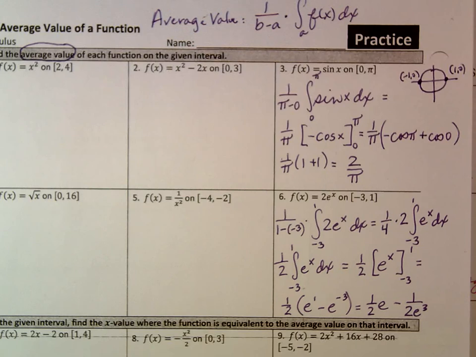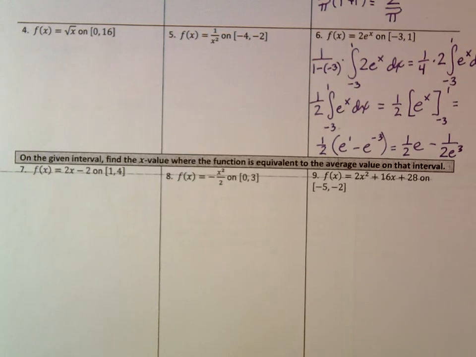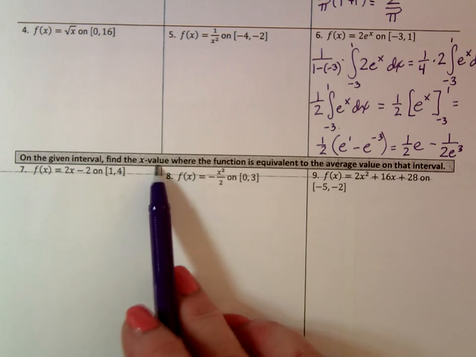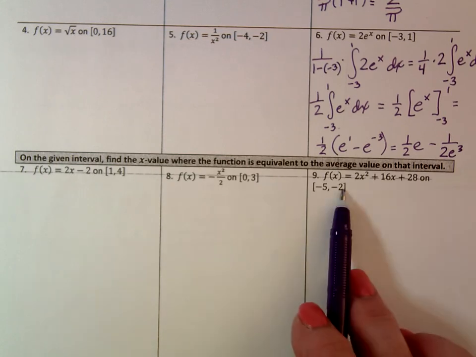Now the directions change for the next set. In the next set, they're saying on the given interval, find the x value where the function is equivalent to the average value. So you need to do the same thing. You need to find the average value, but then what you're going to do is figure out what the x value is where it would equal that average value. I'll show you what they mean. Looking at these 3 problems, probably the hardest one might be this one at the end, number 9.